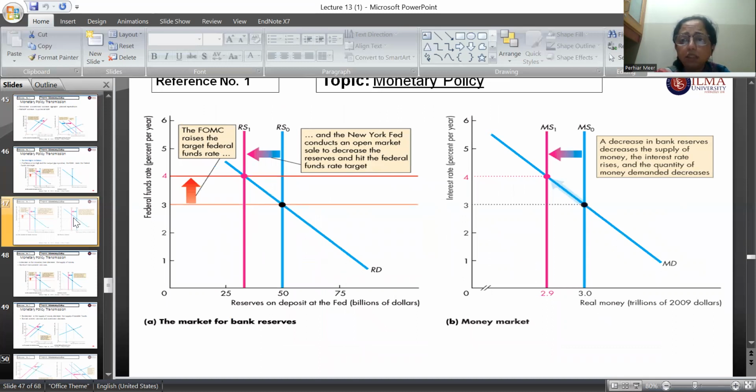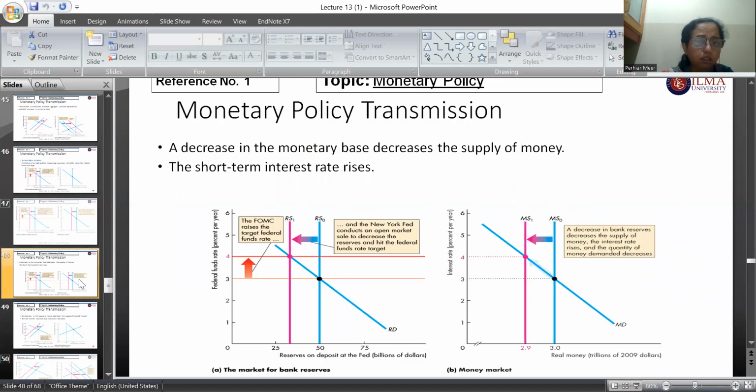A decrease in bank reserves decreases the supply of money, the interest rate rises, and the quantity of money demanded decreases from 0.3 to 2.9. Monetary policy transmission. A decrease in the monetary base decreases the supply of money. The short-term interest rate rises, which is seen as an increase from 3 to 4.